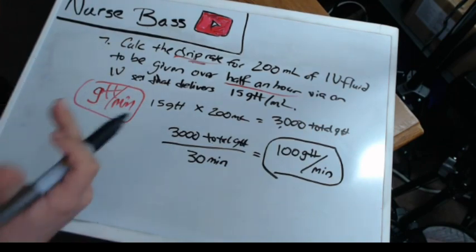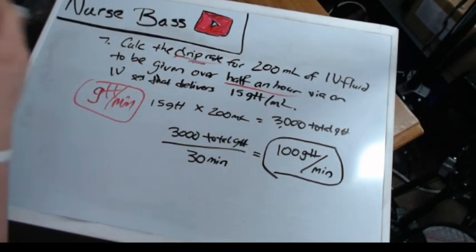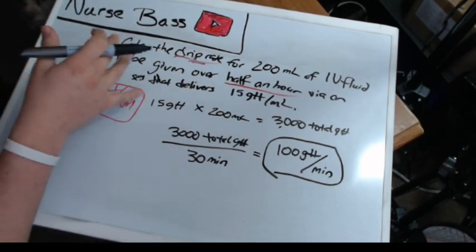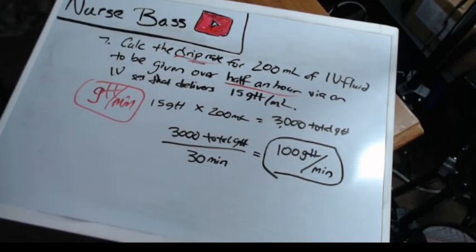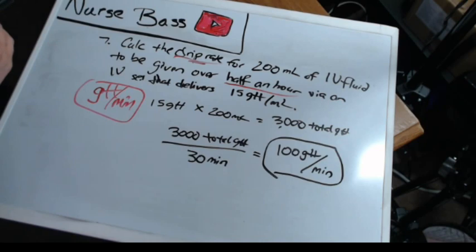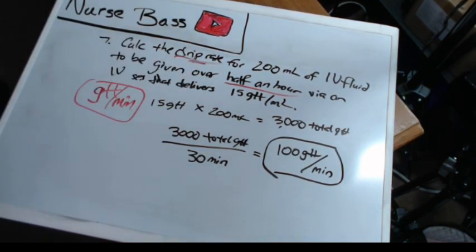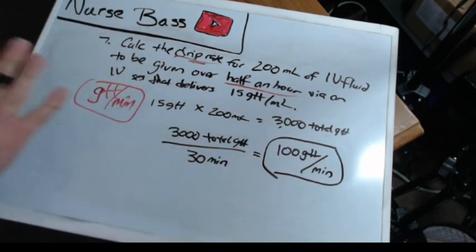I hope the way that I broke that down made sense. You have an IV set, 15 drops per 1 mil. We have a total of 200 mils, so you do 15 drops times your total of 200 mils to give you a total of 3,000 drops. We need to know what the drip rate is. Drip rates are calculated in drops per minute. So you do your 3,000 total drops divided by 30 minutes to give you an answer of 100 drops per minute. That is your drip rate. I hope that made sense.